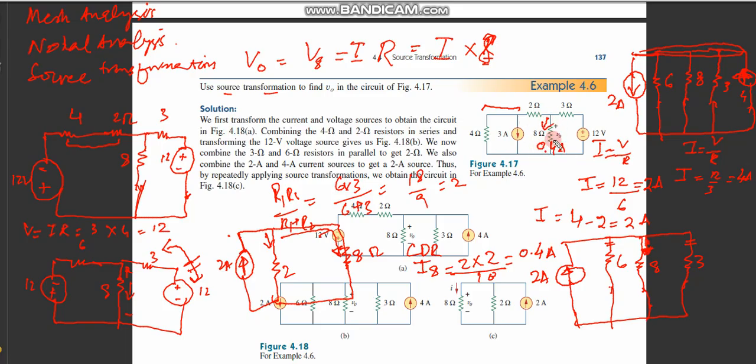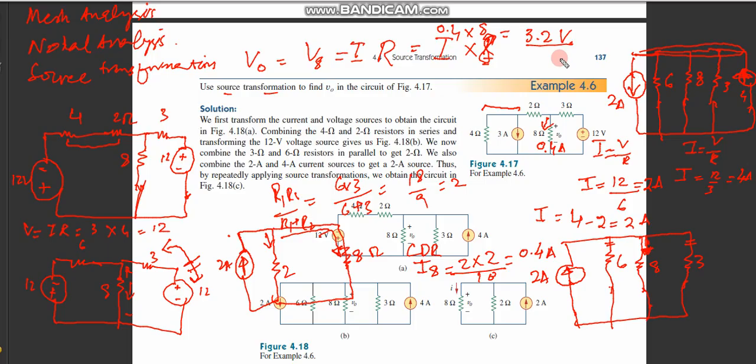Now what should be the value? This was the current 0.4, multiplied by 8. If you do it like this, the voltage would be equal to 3.2. So the voltage across this is equal to 3.2 volts.